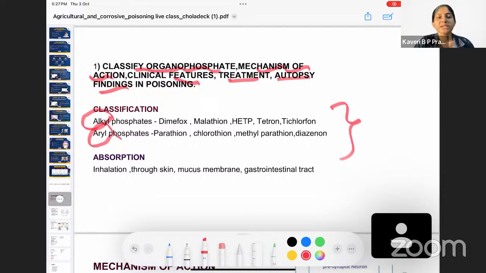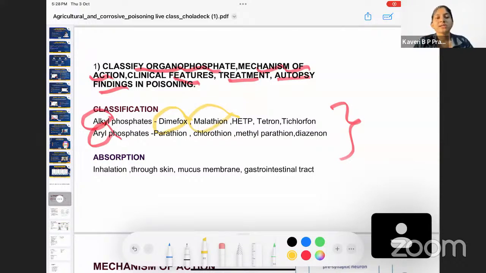Now, in the alkyl phosphates, there are so many types. You have demifox, you have malathion, HETP, tetron, and trichlorphon. Now, coming to exam, I know remembering all these examples would be a daunting task. So try to remember at least two important ones. So for alkyl phosphates, you can try to remember demiflox and malathion.